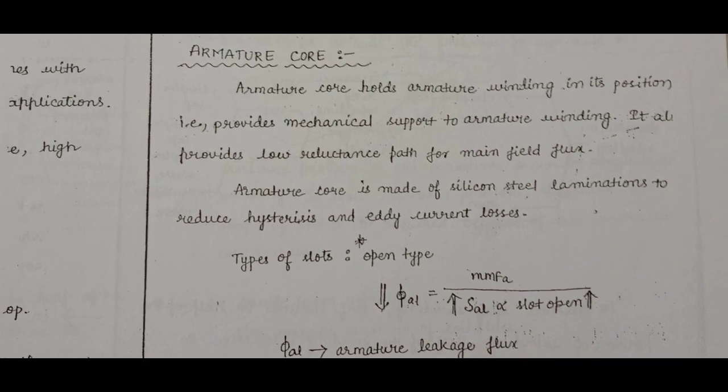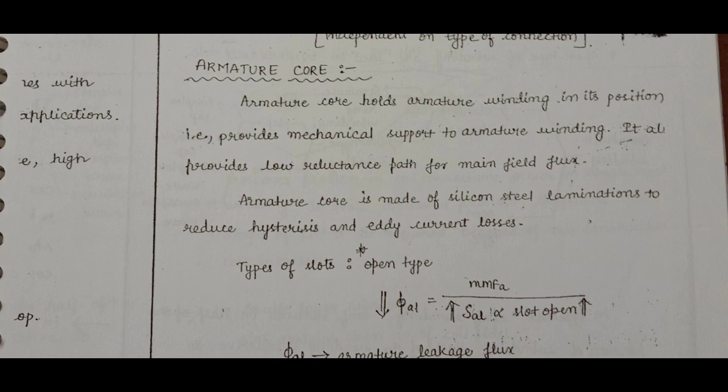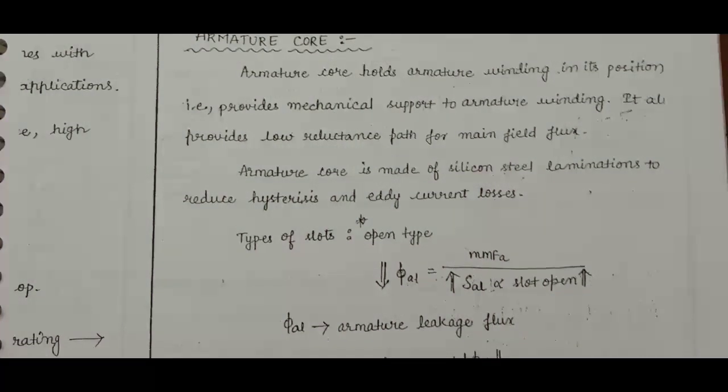So the main aim of the armature core is to provide mechanical support to the armature winding. The armature core is also called the rotor core. It is made up of silicon steel material. On the outer periphery of the armature core, open slots are used. The winding in the open slots is called armature winding.